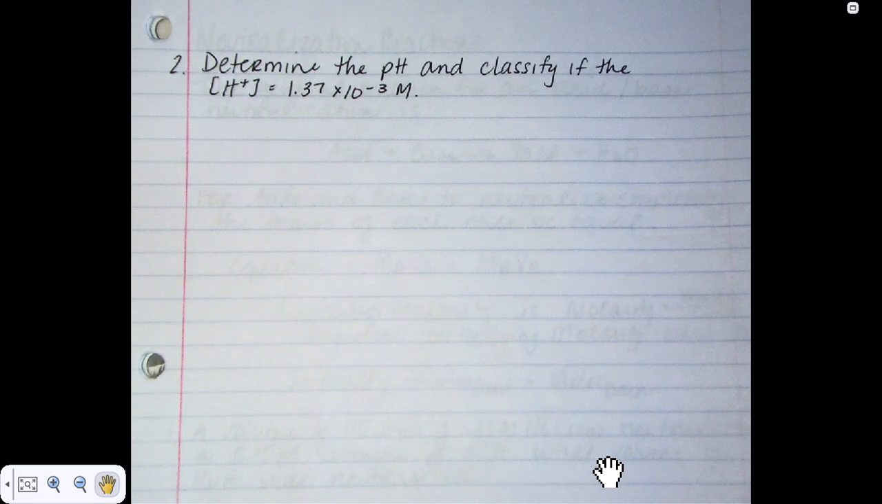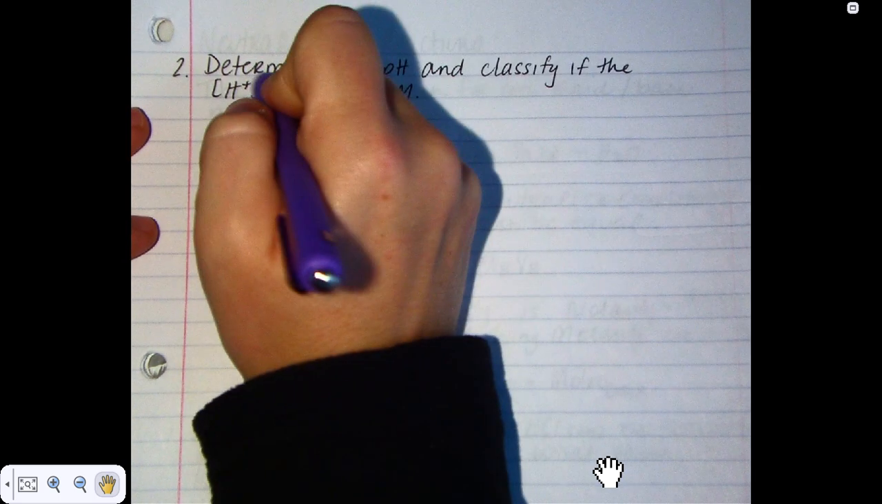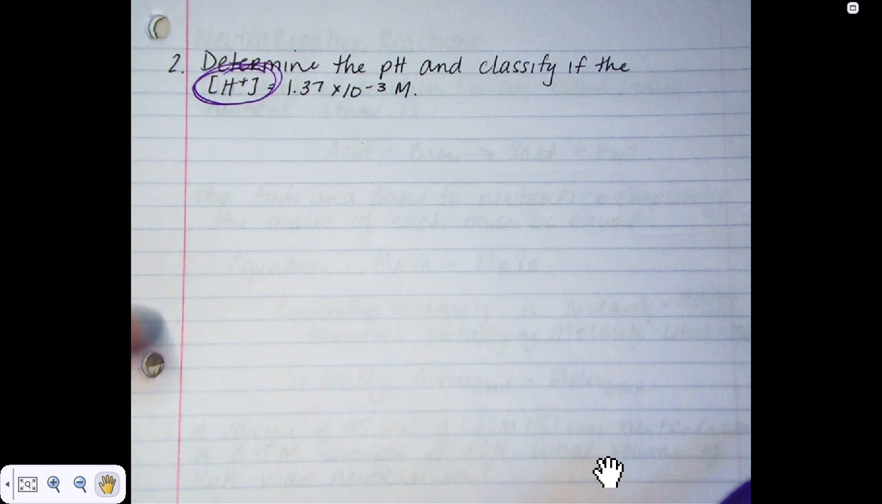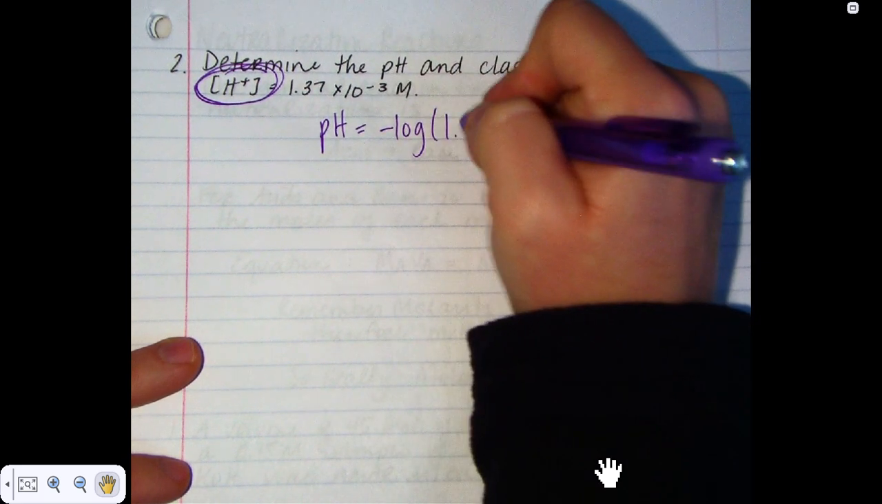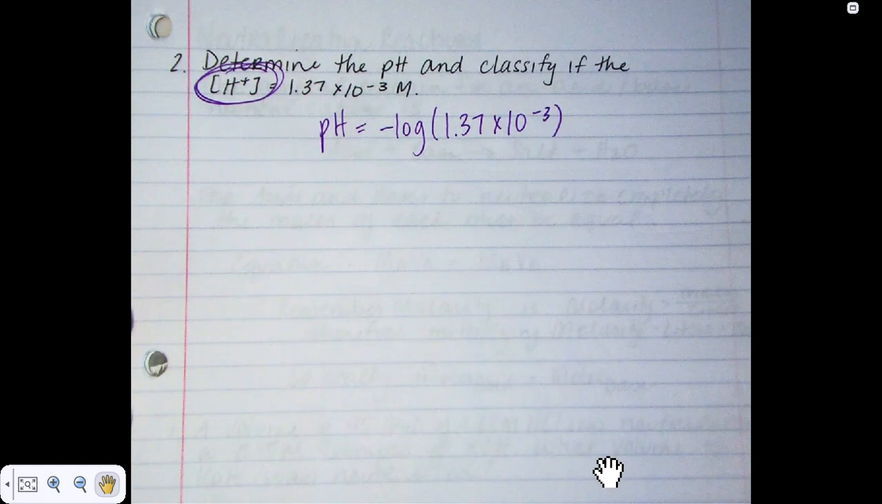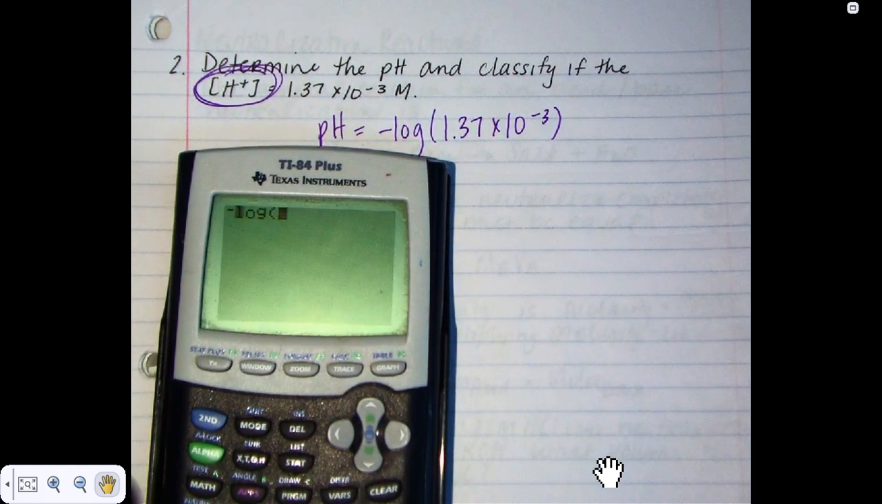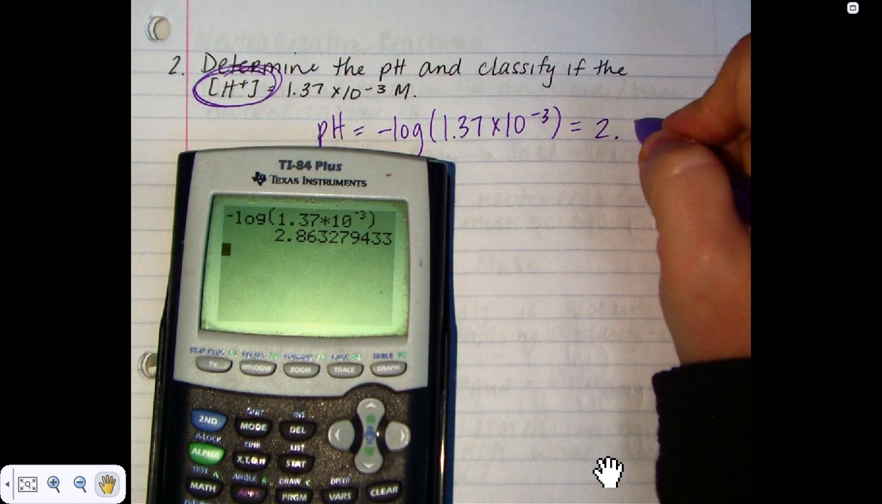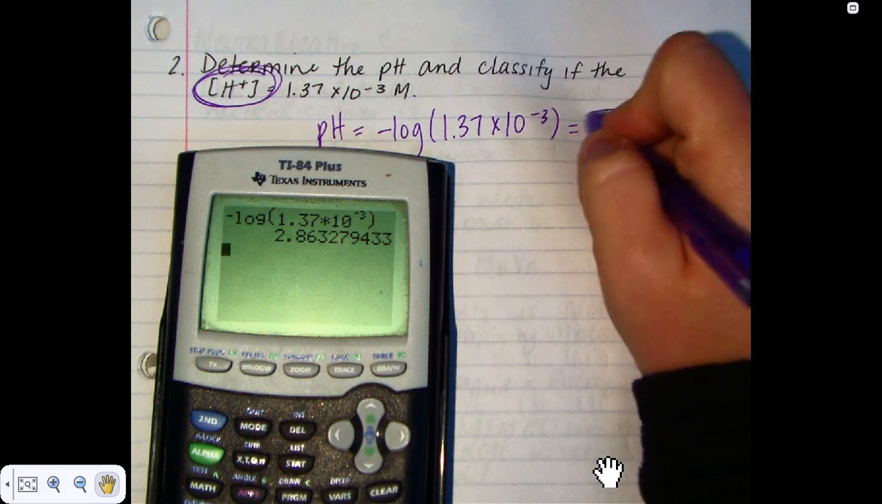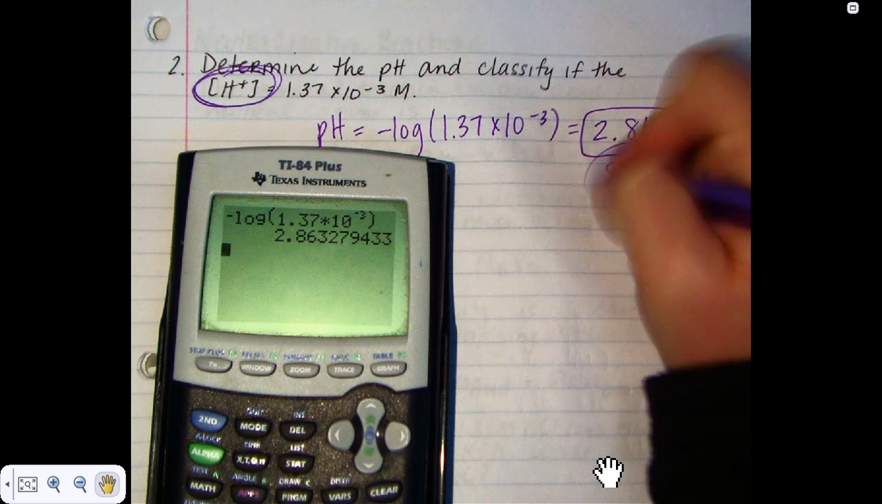All right, determine the pH and classify if the H plus is 1.37 times 10 to the minus third. So again, because this one is the H plus, when I negative log it, it's going to be pH. I don't need to do anything extra. So pH is equal to the negative log of 1.37 times 10 to the minus third. Negative log 1.37 times 10 to the minus third. And that's going to give me, 3 sig figs, so 3 decimal places, 863 for my pH, less than 5, so that makes it a strong acid.